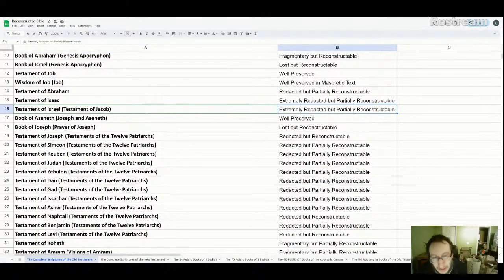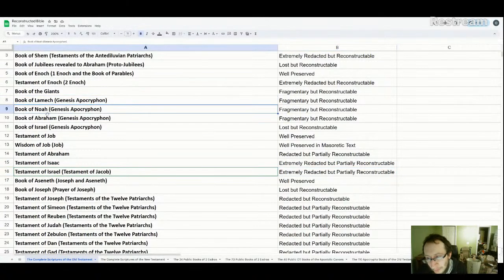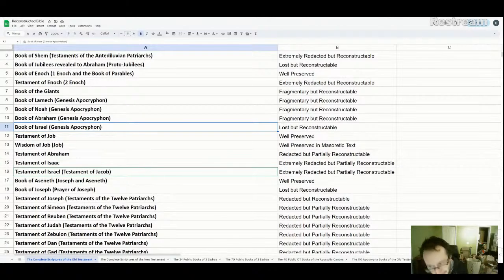I say partially because how do you reconstruct a testament when you don't know the full extent of what the testament was? Now, from what I understand, you see how I have Book of Lamech, Book of Noah, Book of Abraham, Book of Jacob. Why don't I have a Book of Isaac? From what I understand from my studies, Isaac never wrote a book. Book of Jubilees doesn't seem to indicate that Isaac wrote anything down.